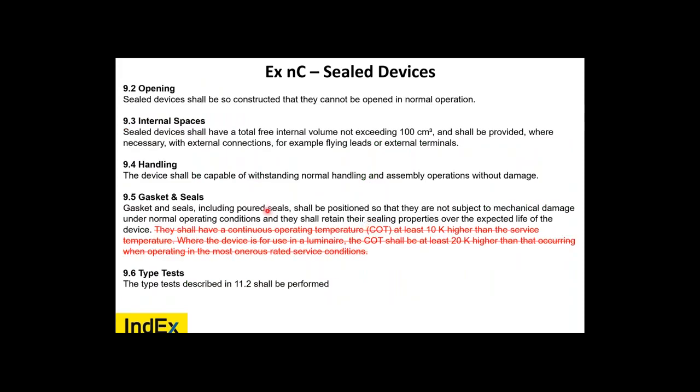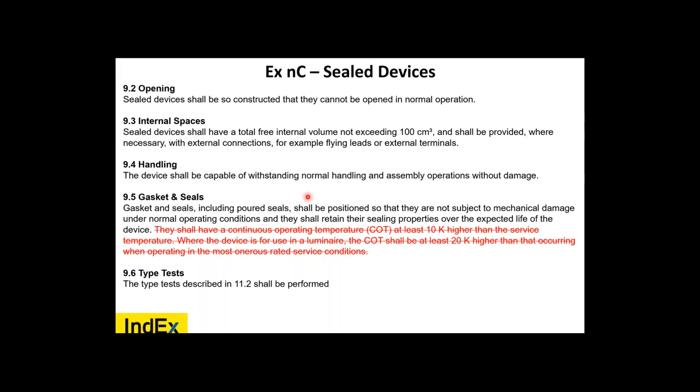EXN, there's so much to go over, so gentlemen, we have to go through at a decent speed. Now, EXNC, sealed devices. They shall be constructed so that they cannot be opened in normal operation, but can be opened during maintenance. Sealed devices that have a total free internal volume not exceeding 100 centimeters cubed shall be provided where necessary with external connections, for example, fly leads or external terminals.